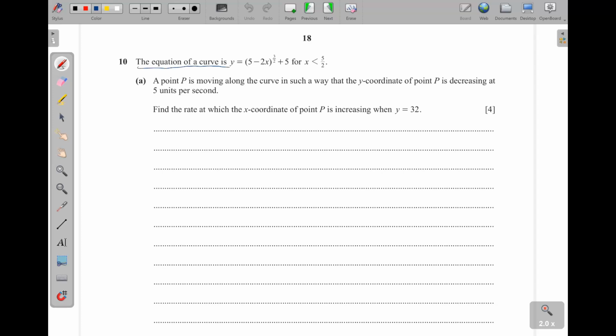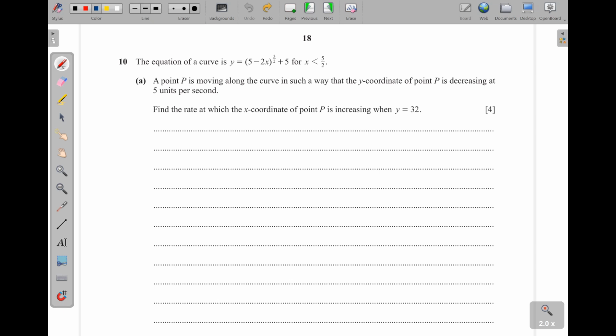Question 10. The equation of a curve is y equals (5 minus 2x) to the power 3 over 2, plus 5, for x less than 5 over 2. Part A: a point P is moving along the curve in such a way that the y-coordinate of the point P is decreasing at a rate of 5 units per second. Find the rate at which the x-coordinate of the point P is increasing when y is equal to 32.